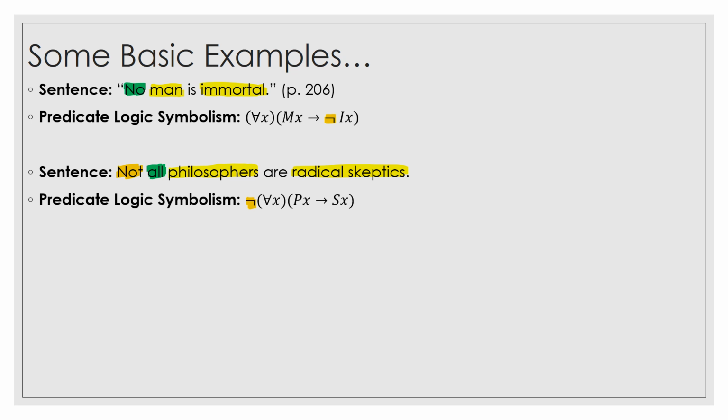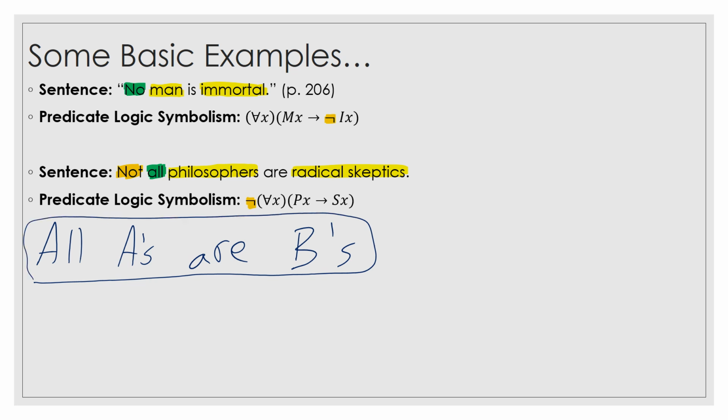Let's try to generalize some of this a little bit. So let's say we have the sentence, all A's are B's. So we have this sentence right here. How can we translate that? So all A's are B's. So we'll say, for all x, if x is an A, then x is a B. So that captures that sentence.